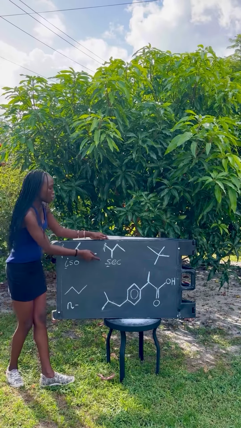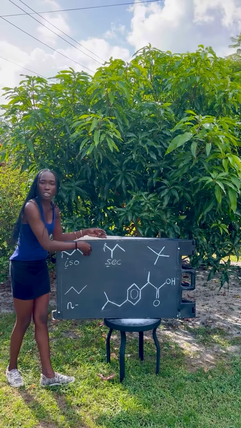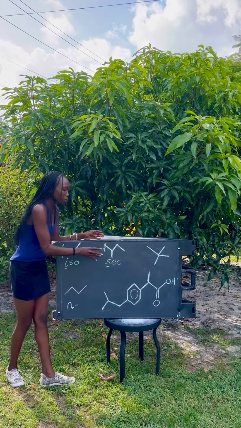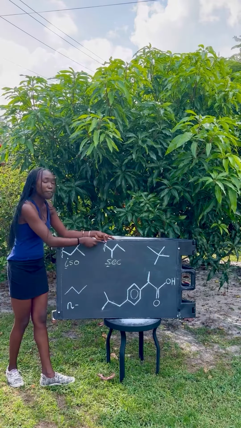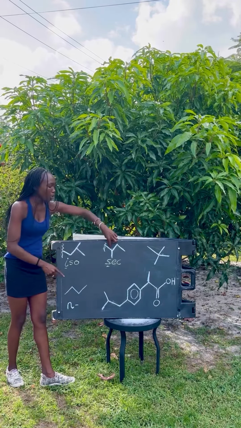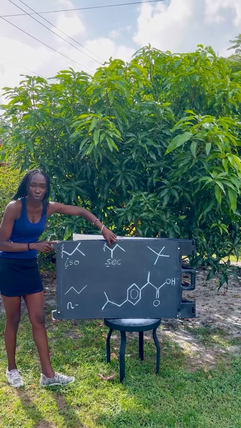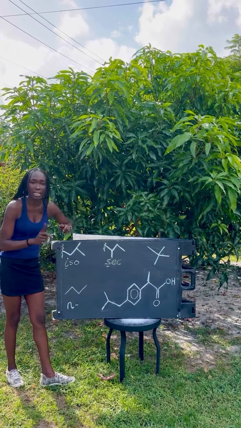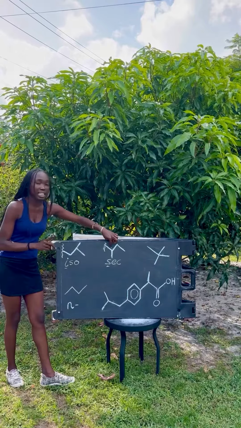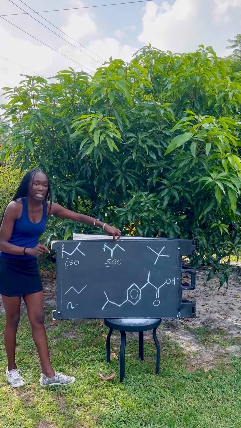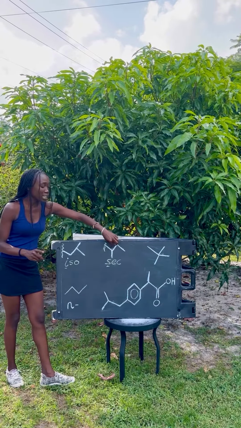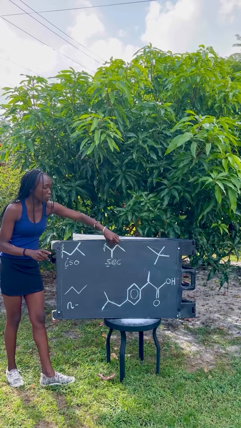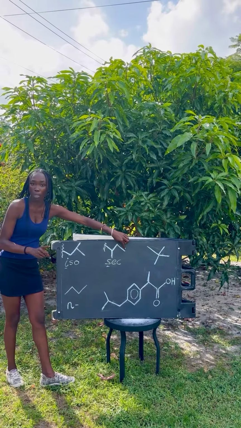Now, for your secondary or sec-butyl or s prefix, right? When you have a functional group and the carbon that's attached to that functional group has two other carbons attached to it, we call this a secondary carbon, right? This is sec-butyl because we have the secondary carbon in a 1, 2, 3, 4 carbon compound here.